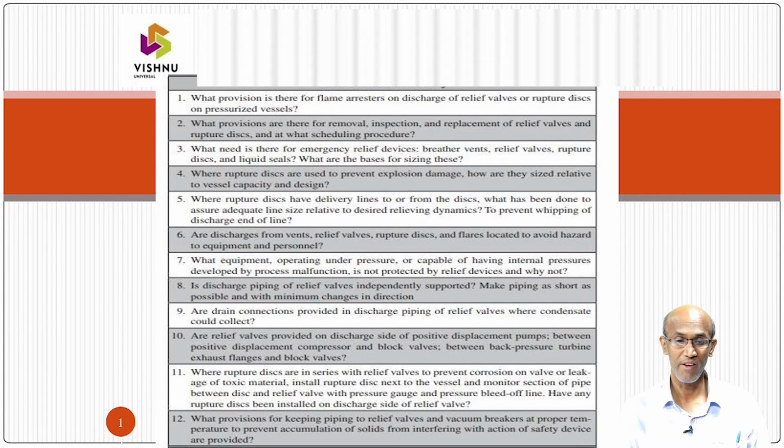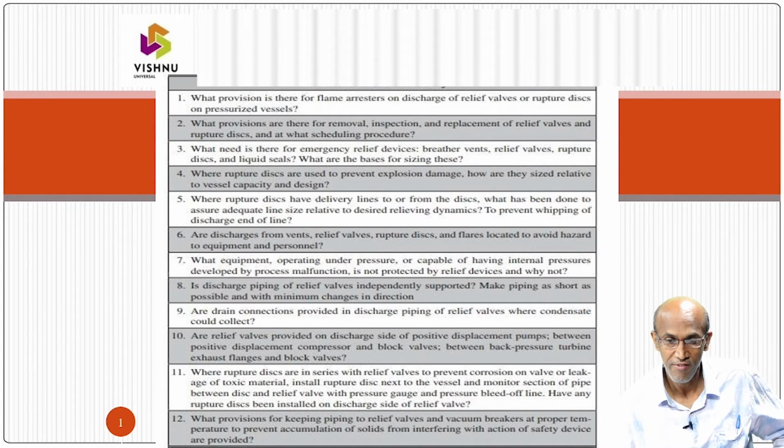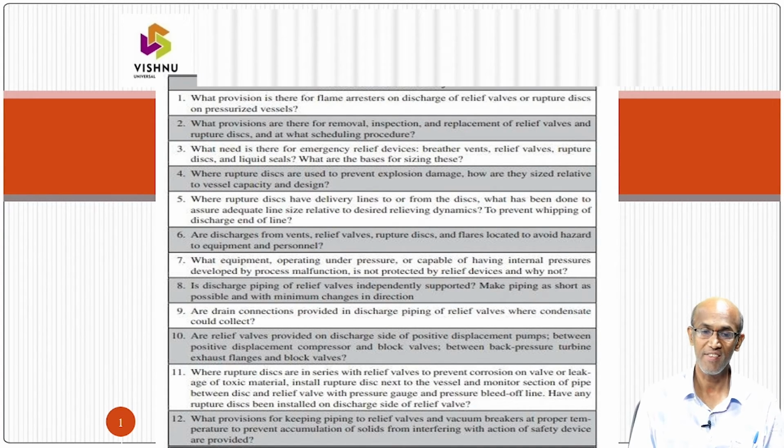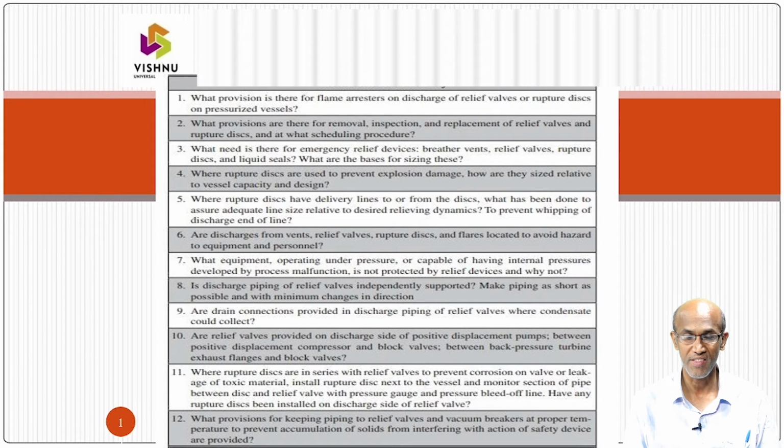For pressure and vacuum relief, what provisions are there for flame arresters on discharge of relief valves or rupture discs on pressurized vessels? What provisions are there for removal, inspection and replacement of relief valves and rupture discs, and at what scheduling procedures? What need is there for emergency relief devices, breather vents, relief valves, rupture discs and liquid seals? What are the bases for sizing these? Where rupture discs are used to prevent explosion damage, how are they sized relative to vessel capacity and design?